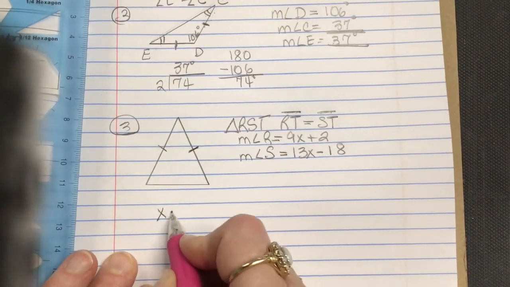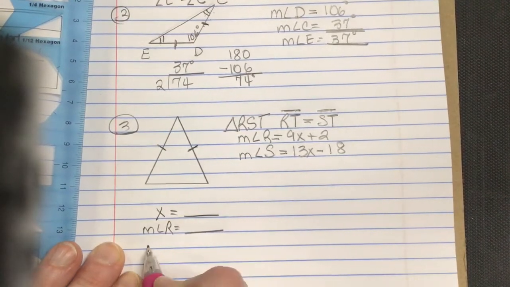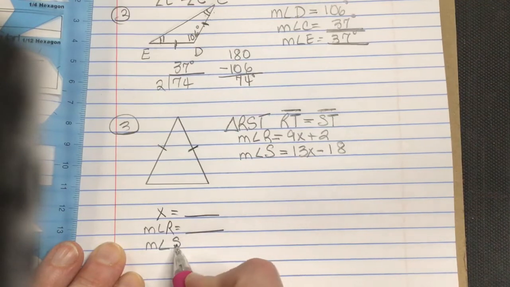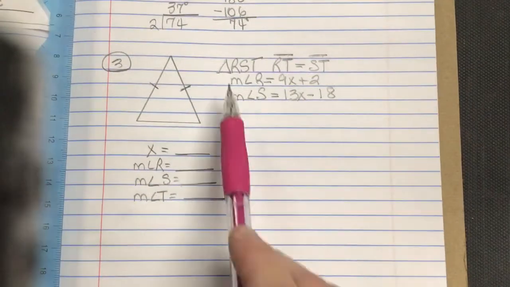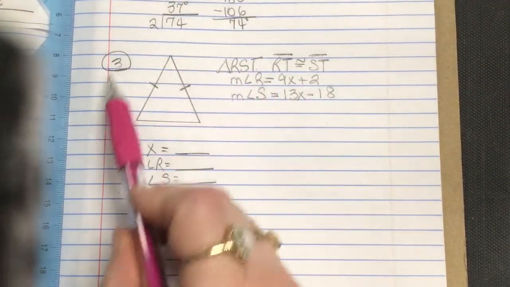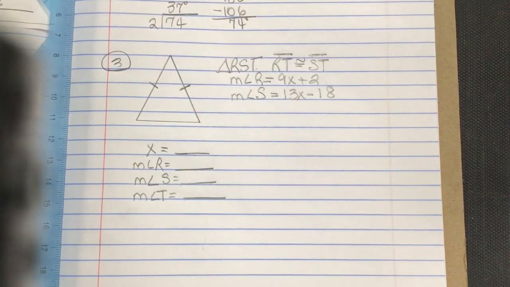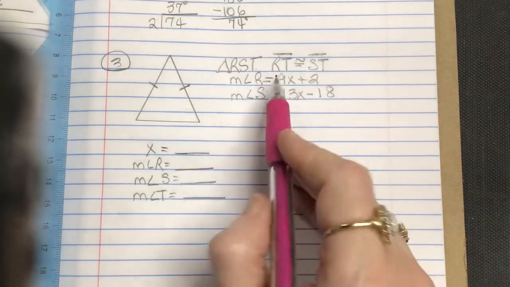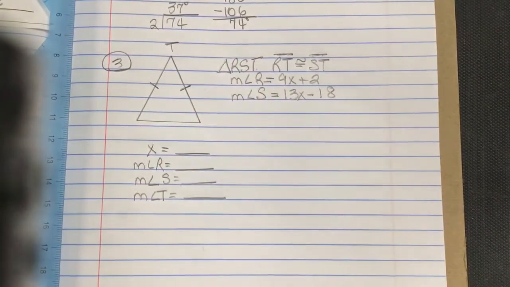They want to know a bunch of stuff. They want to know what x is. They want to know the measure of angle R. They want to know the measure of angle S. And they want to know the measure of angle T. Congruent too, I didn't put my congruent there. If the triangle is RST, and that's what I'm given, where does T have to be? If RT and ST are congruent, it has to be the point at the top, the vertex angle. See, that's called the vertex angle. Then R and T are at the bottom.